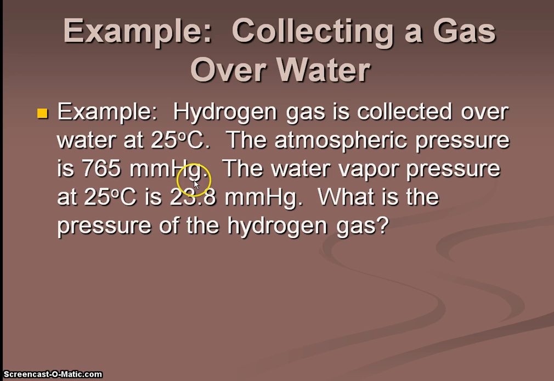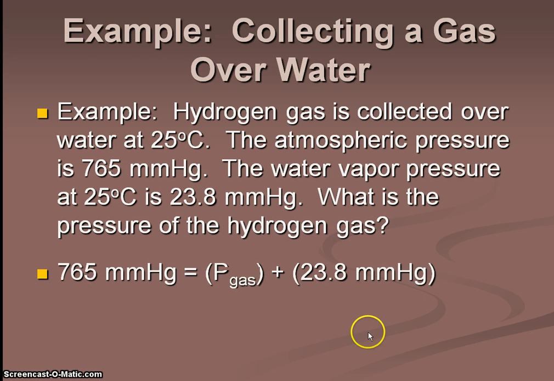And all you have to do is subtract the water vapor from the total to get the pressure of just the gas. So this is our total. We have the pressure of the gas plus the pressure of the water vapor. The reason this is confusing is because it gives you this temperature right here, and people try to plug in the temperature somewhere. So just keep in mind that if it says collected over water, you're not going to use that temperature. So it's basically just a subtraction, 765 minus 23.8.